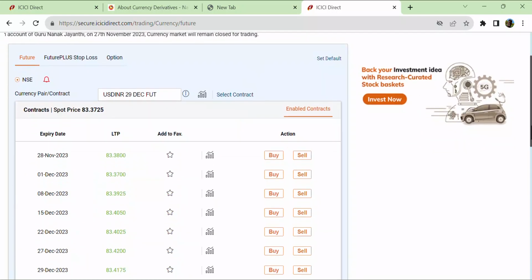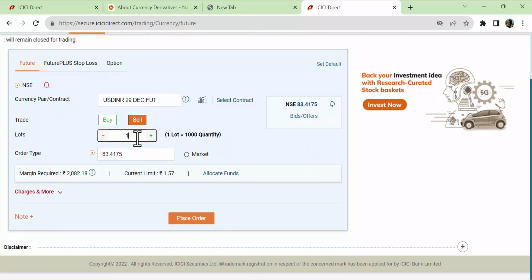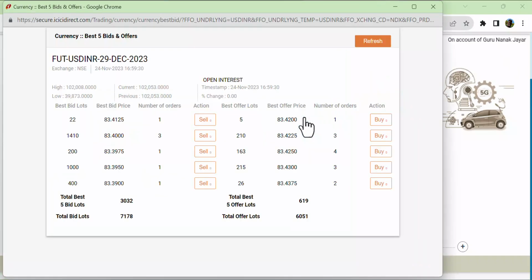So 29th December is the date, and 83.41 is the last traded price. I can view it, then I can take a position. I can sell and go for 100 contracts. Then I can see the best bid. So this window is available to me, and I can take a call based on that.